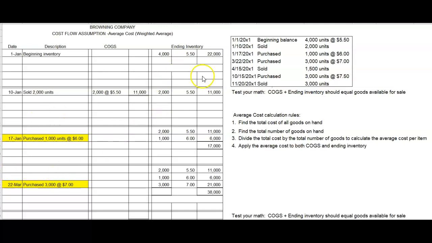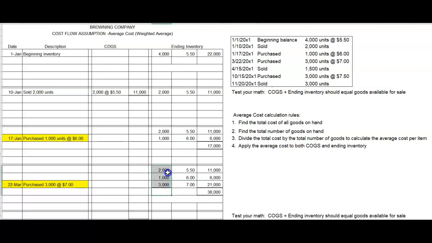The next thing that happened is we sold 1,500 units of inventory on April 15th. So let's review these cost calculation rules again. Number 1, find the total cost of all goods on hand. Well, we've done that. Immediately before the sale, we have $38,000 cost of goods on hand. It says find the total number of goods on hand. Well, we have 2,000 in the $5.50 layer, 1,000 in the $6 layer, and 3,000 in the $7 layer.